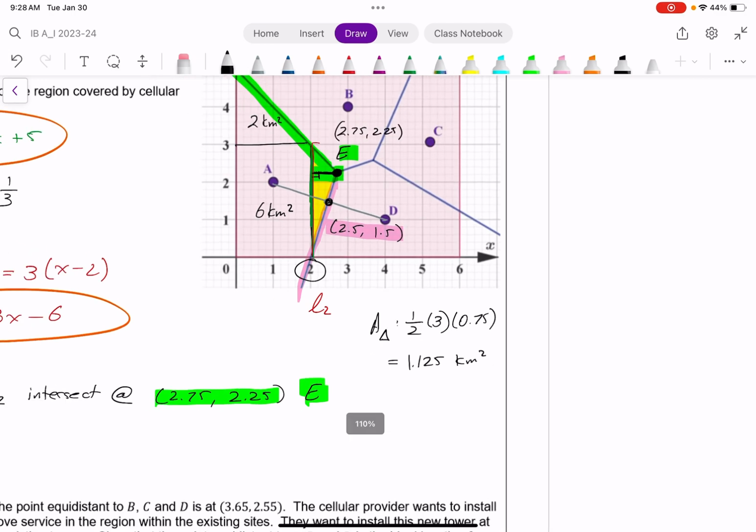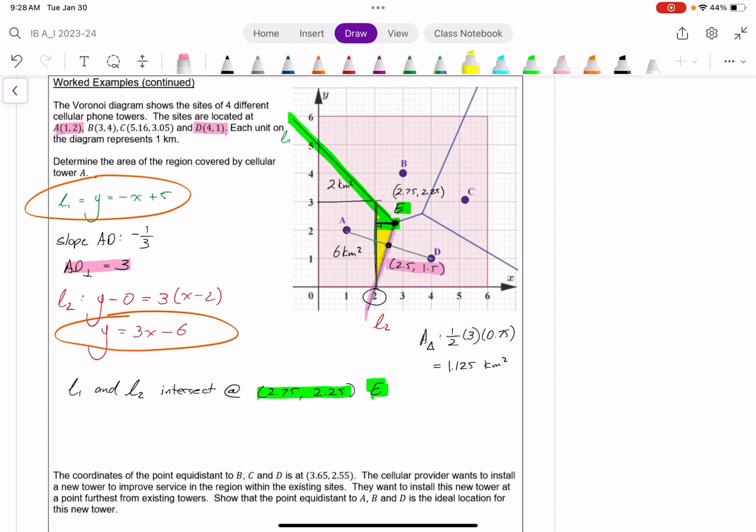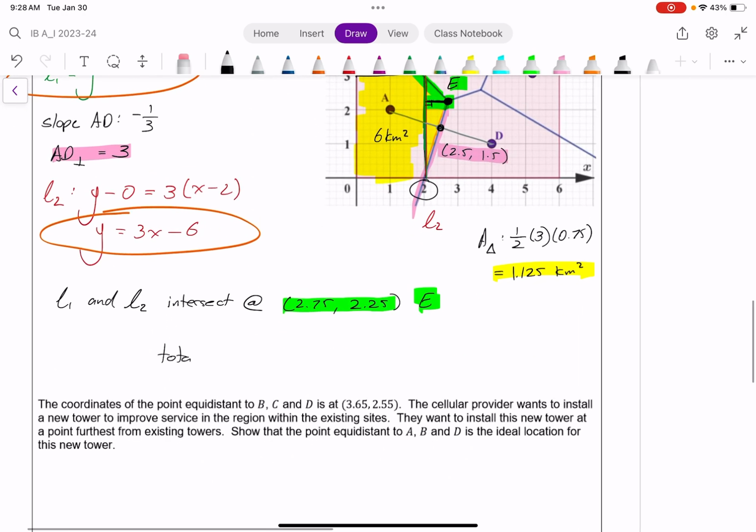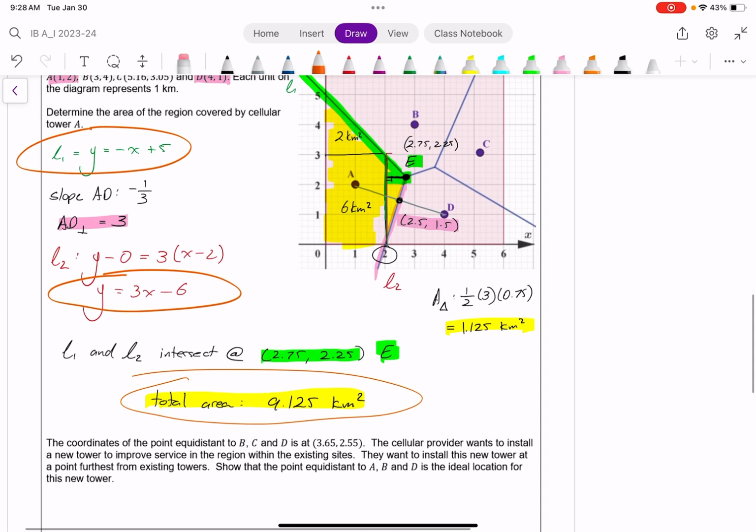square kilometers. So now, putting everything together, the area of this entire region is 2 plus 6 plus 1.125. And so I'll say the total area is 9.125 square kilometers. Clearly, there are other ways I could have found the area. I could have broken it up into different shapes, but I needed to be really certain about what that intersection point between those perpendicular bisectors was, what point E was, which is helpful for the next question.